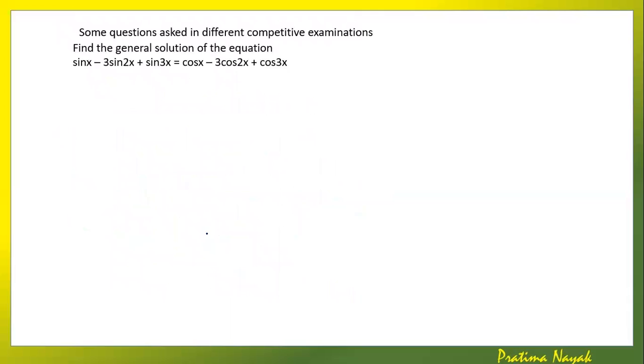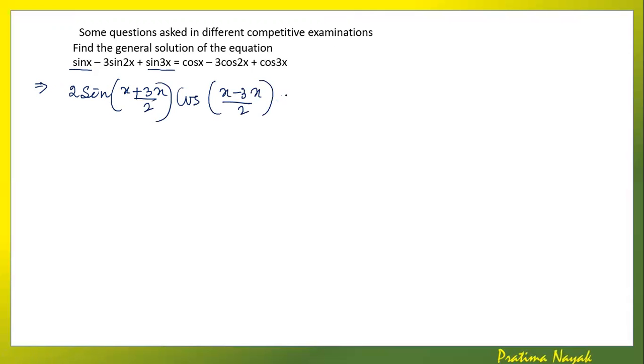Next is sin x minus 3 sin 2x plus sin 3x, equals cos x minus 3 cos 2x plus cos 3x. As we have applied many times, you take the bigger one and the smaller one together and put a formula. So on the left side, we'll write the formula for sin x plus sin 3x. This gives you 2 sin of 3x plus x by 2 into cos of 3x minus x by 2, minus 3 sin 2x. This is your left side.